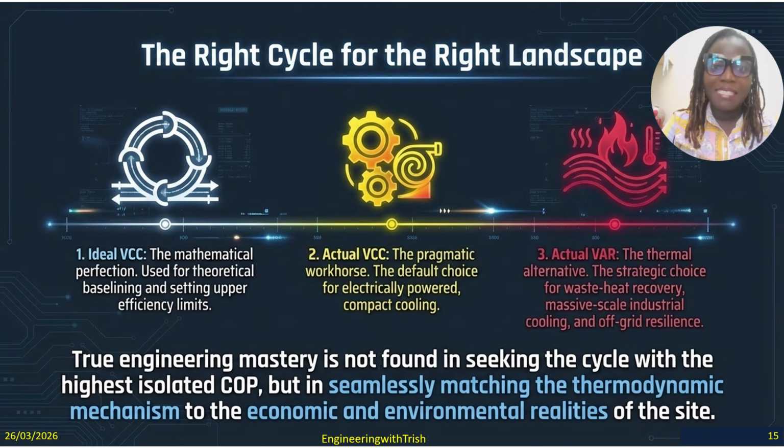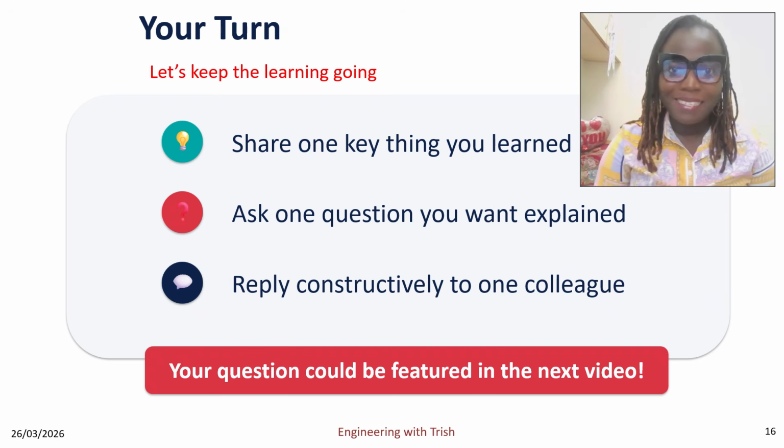Now, engineering is not only about choosing the most efficient system, but about choosing the most suitable system for the situation, which means that what to choose depends on you, the engineer. So that is it.